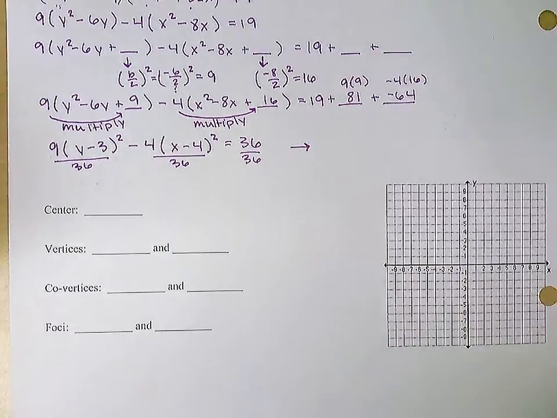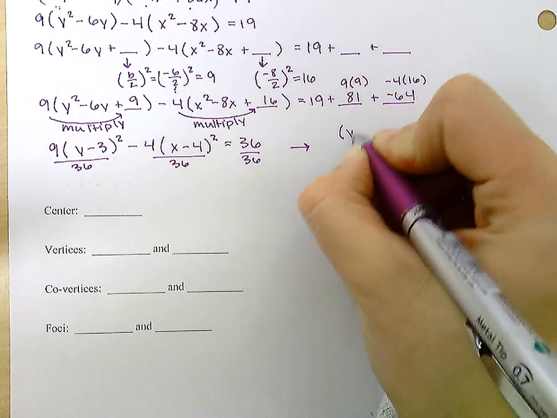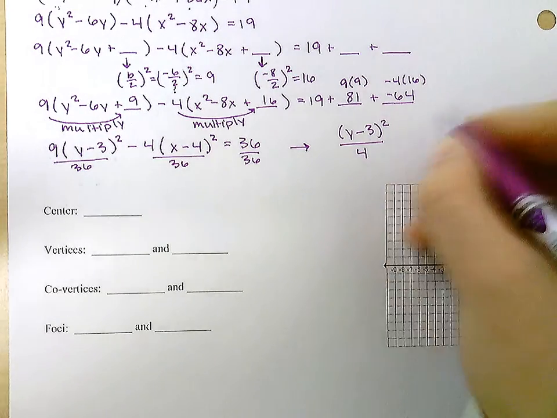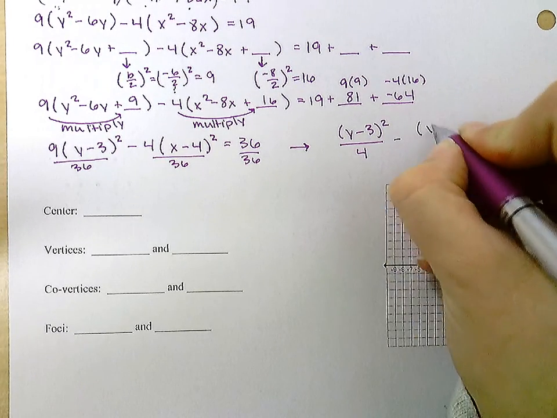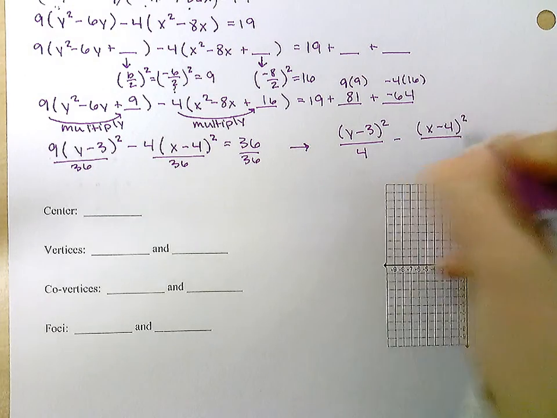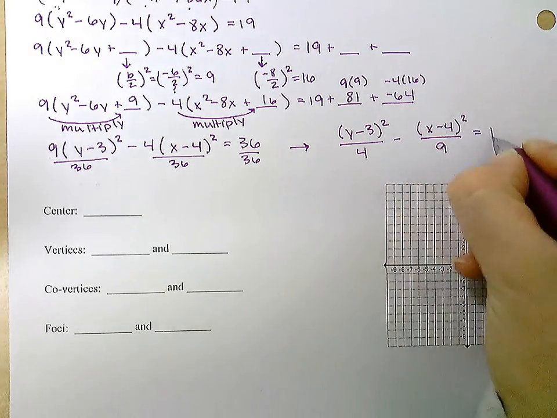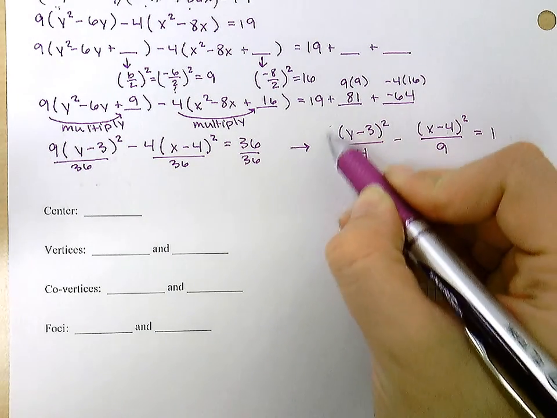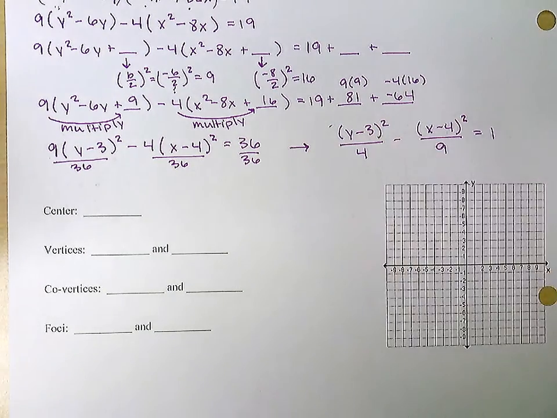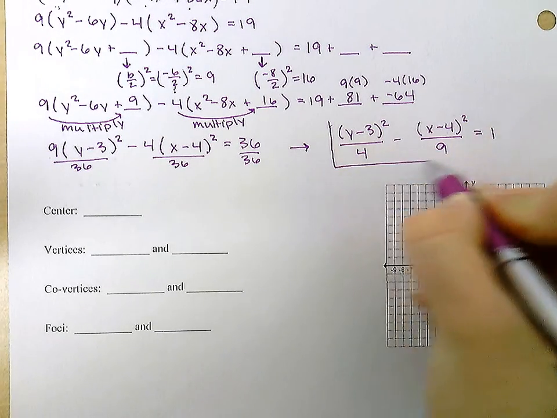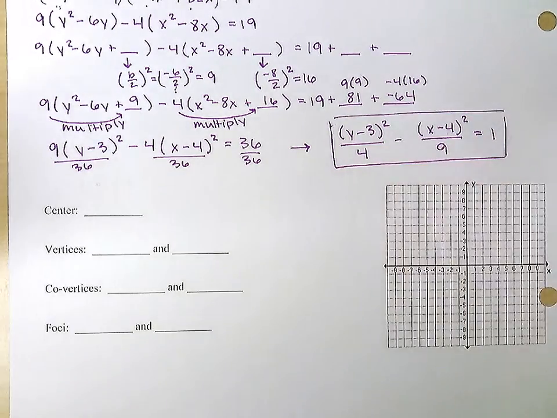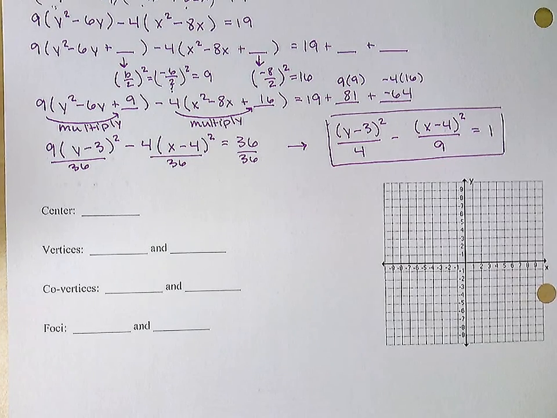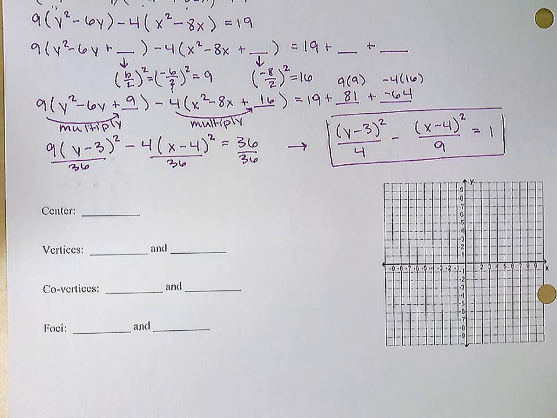So my standard form here would end up being (y minus 3) squared over 4 minus (x minus 4) squared over 9 is equal to 1. This value out front should reduce to just a 1 in both cases. Then all we have to do is use that standard form like we did on the front to graph.